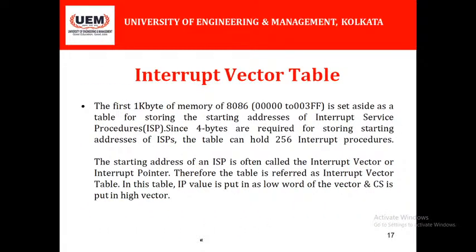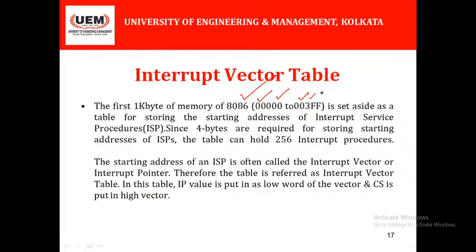The first 1 kilobyte of memory in 8086, that is 00000 to 003FF, is set aside as a table for storing the starting address of the interrupt service procedure, or ISP. Since 4 bytes are required for storing the starting address of the ISP, the table can hold at most 256 interrupt procedures. So that means there are at most 256 interrupts.